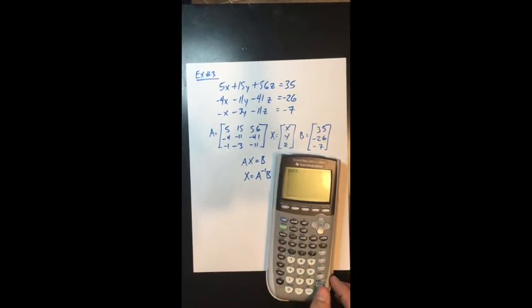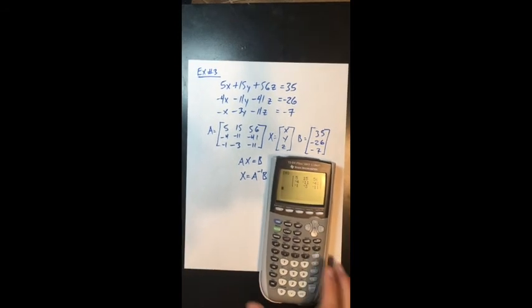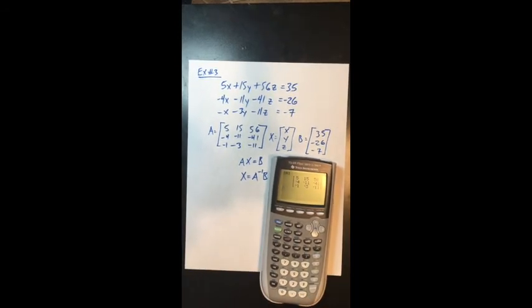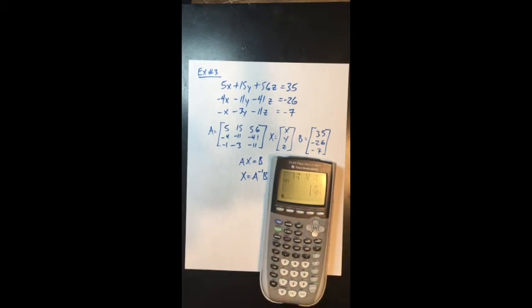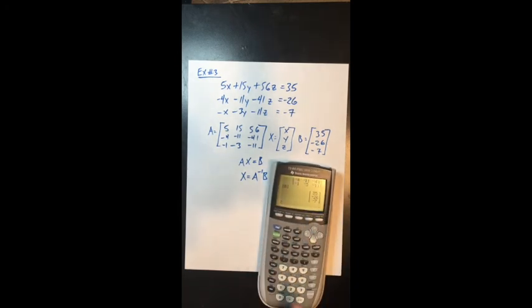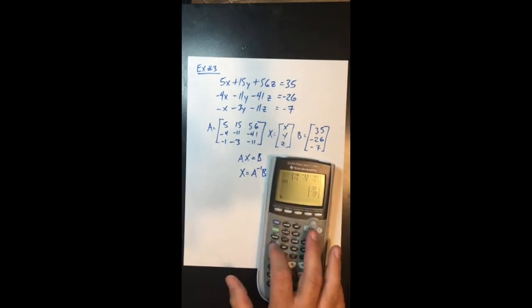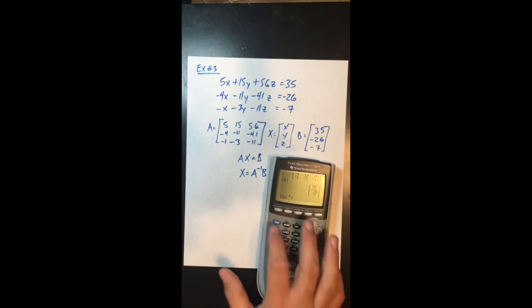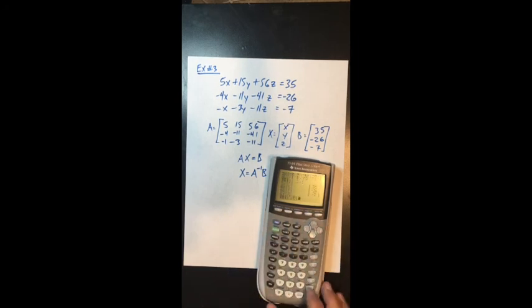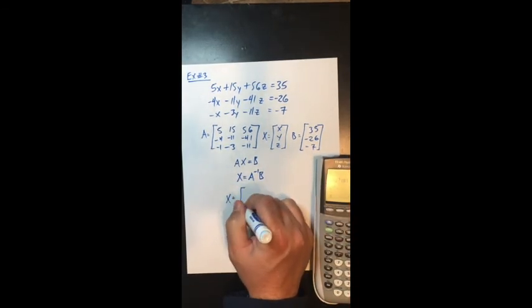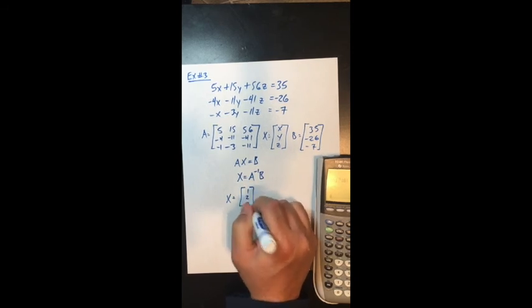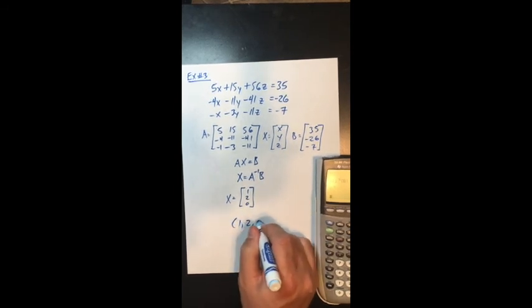So I've gone ahead and gotten a head start here and typed these matrices in, but we can verify real quick that they're correct. There's matrix A. There's matrix B, 35, negative 26, negative 7. So matrix A inverse matrix B gives me 1, 2, 0. So X is 1, 2, 0. So that means our solution is the ordered triple 1, 2, 0.